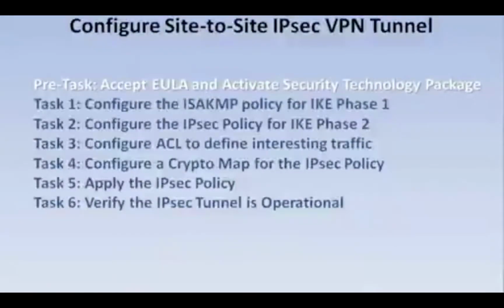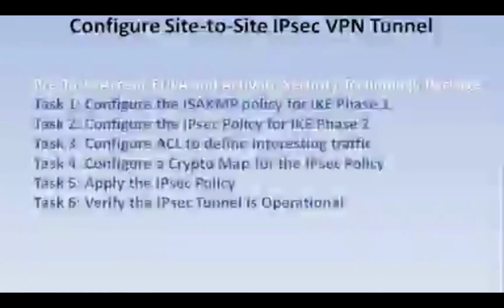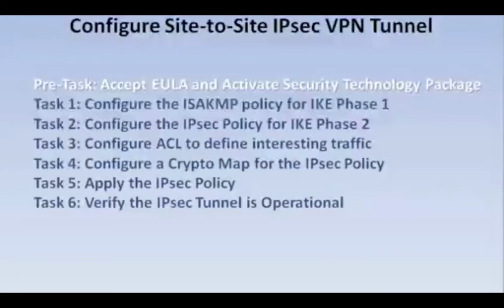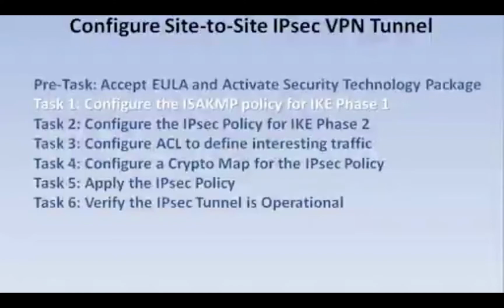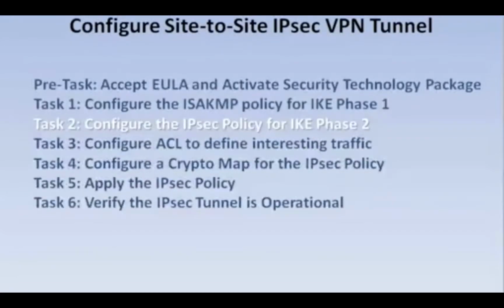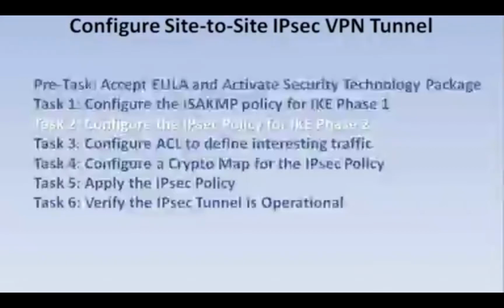The first task is a pre-task, in which I'll make sure that the license for the security technology package has been activated on the routers. We'll need this to unlock the IPSec and ISAKMP cryptographic features. Task 1 will be to configure the ISAKMP policy for IKE Phase 1. Task 2 will be to configure the IPSec policy for IKE Phase 2.